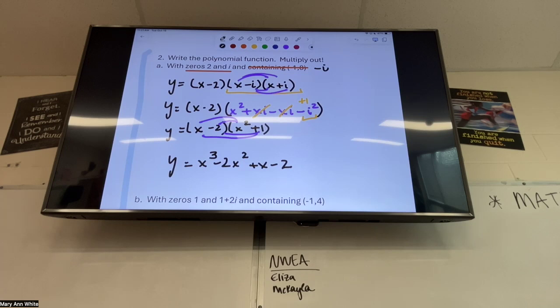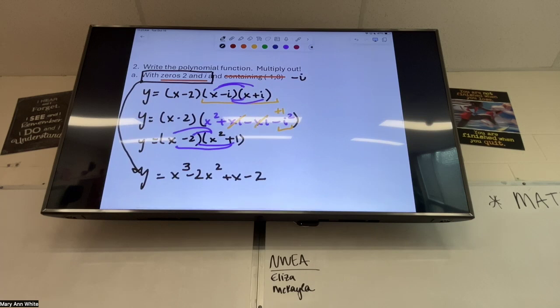If all I said was this, it has these zeros, multiply it out, we would be done. However, we still have to deal with the containing this point, okay? So we are not ignoring that anymore. We're going to jump, but I'm going to put that over here. That is my x and that's my y. So we're going to plug those in for x and y.